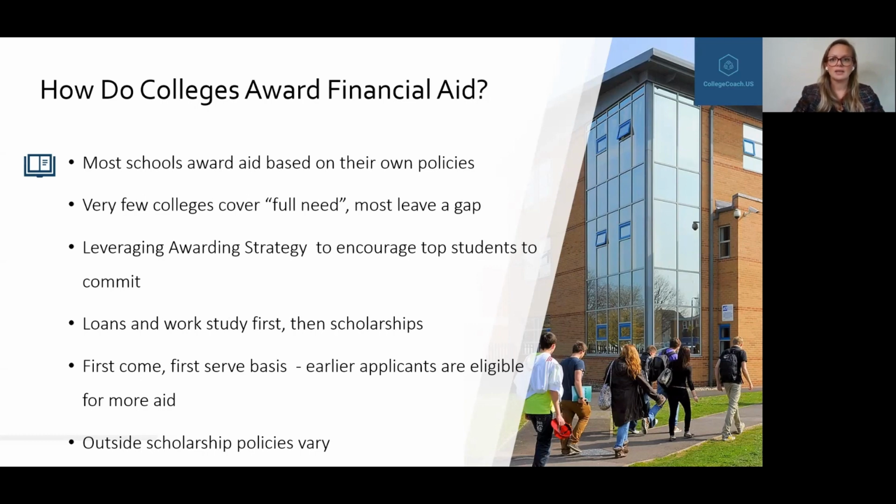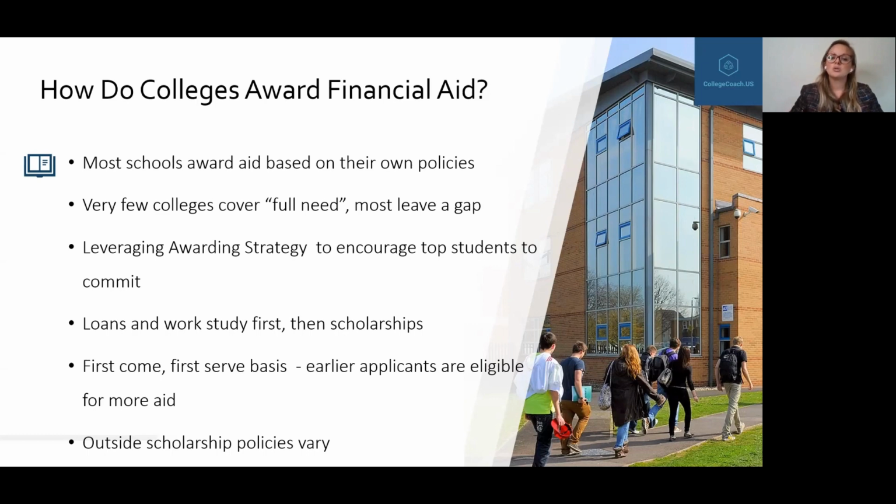And from that, a lot of schools have different ways of filling that need gap that I told you about in the previous slide. There are very few schools that meet full need, which means cost of attendance minus your expected family contribution is your financial need. There are some schools that will cover 100% of that, but very few do. Most of them will leave a gap of some sort, which you're going to have to cover with either a loan, out of pocket, with savings, or however you decide to cover that.